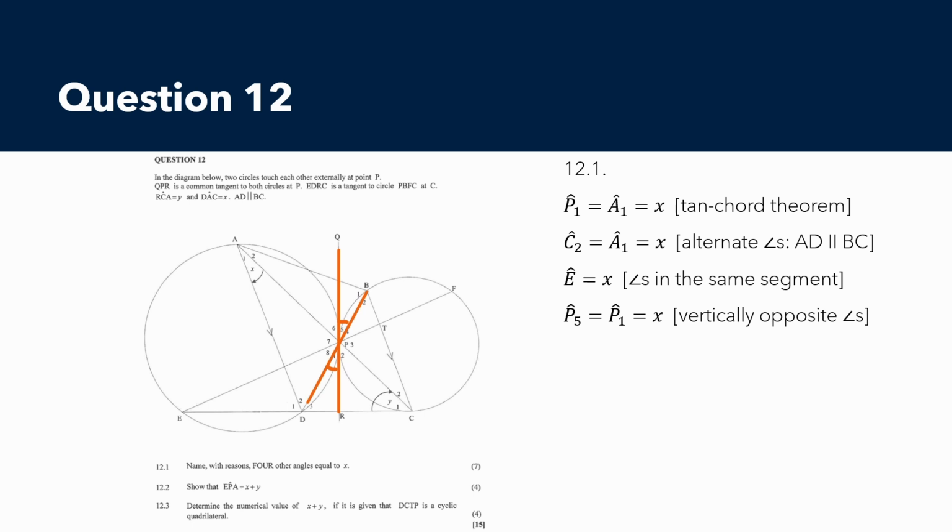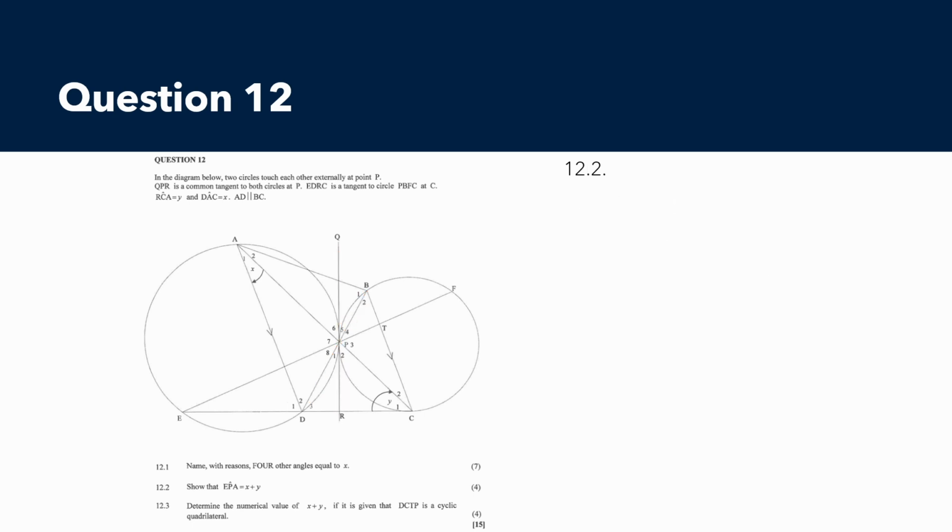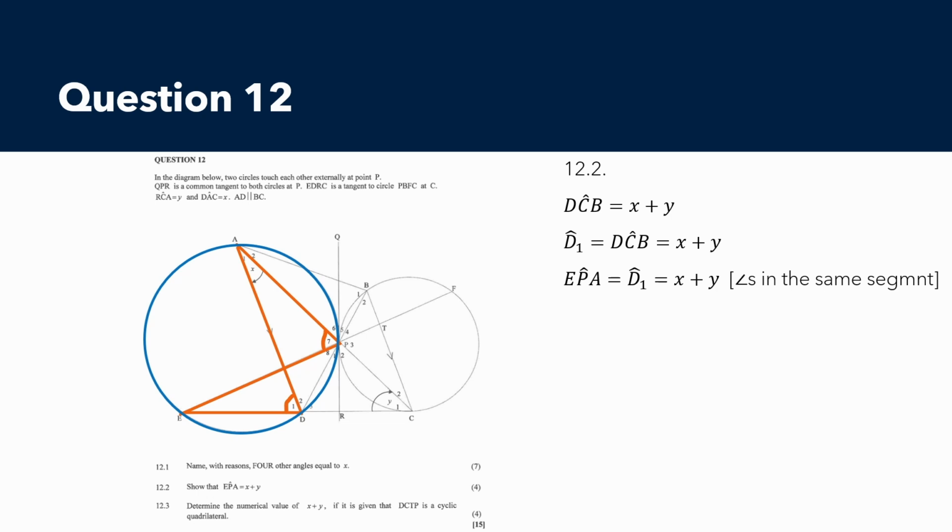Moving on to 12.2. Show that angle EPA is equal to x plus y. First step, I went on to say angle DCB is equal to x plus y. As you can see, I've highlighted that on my diagram. And I went on to say angle D1 is equal to angle DCB, which are both equal to x plus y. And angle EPA is equal to angle D1, and they are both equal to x plus y, angles in the same segment, as you can see, and hence I've obtained those 4 marks.